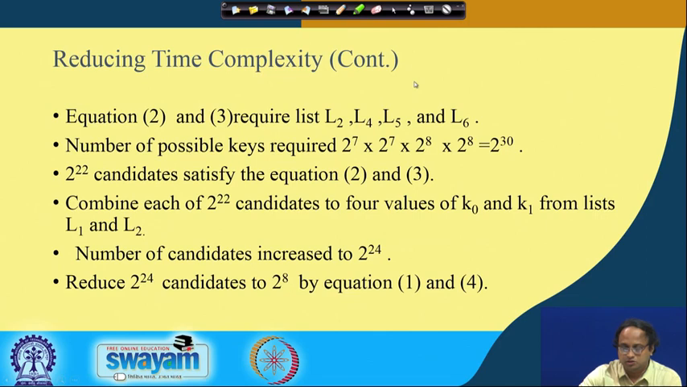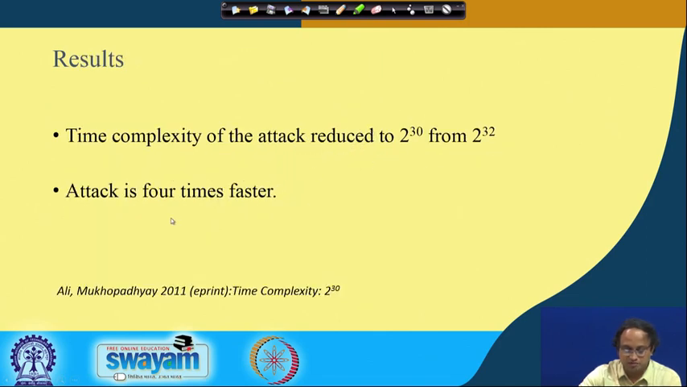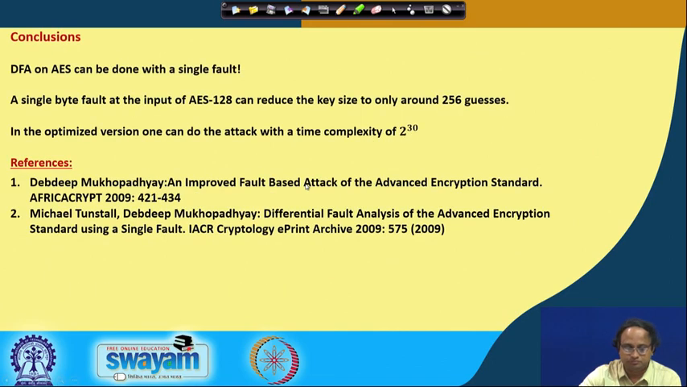So you have been able to do the attack in a technique which is 4 times faster. To summarize, DFA on AES can be done with a single fault. A single byte fault at the input of AES-128 can reduce the key size to only around 256 guesses, and in the optimized version one can do the attack with a time complexity of 2 power of 30, which is a 4 times improvement over a straightforward approach, using the property of the AES key schedule.